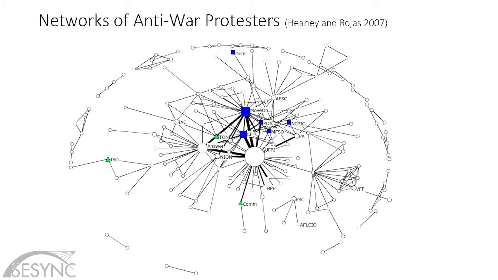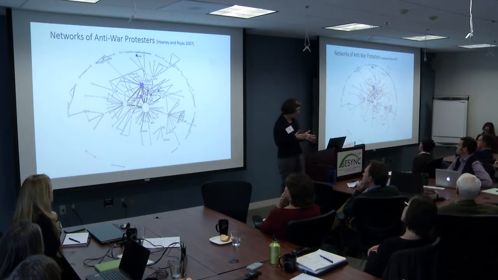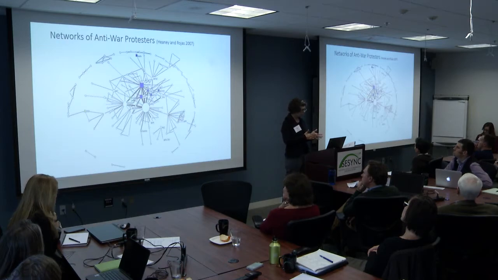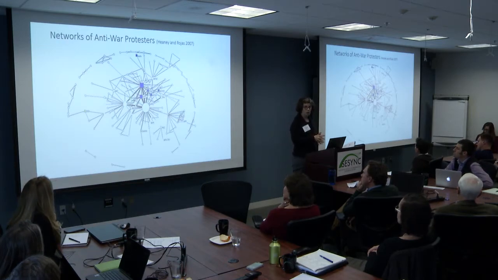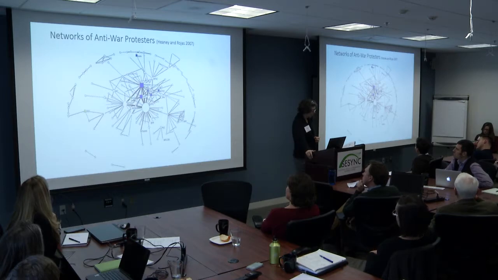This is an image of organizational networks for the anti-war movement, from a piece by Heaney and Rojas in 2007. Let me tell you what the colors mean. Each shape represents one organization, and the lines are co-contacts between organizations. The thicker lines represent more contacts, so it's co-affiliation. Squares are organizations that lean Democratic. Triangles lean toward a third party, and circles have no statistically significant lean.